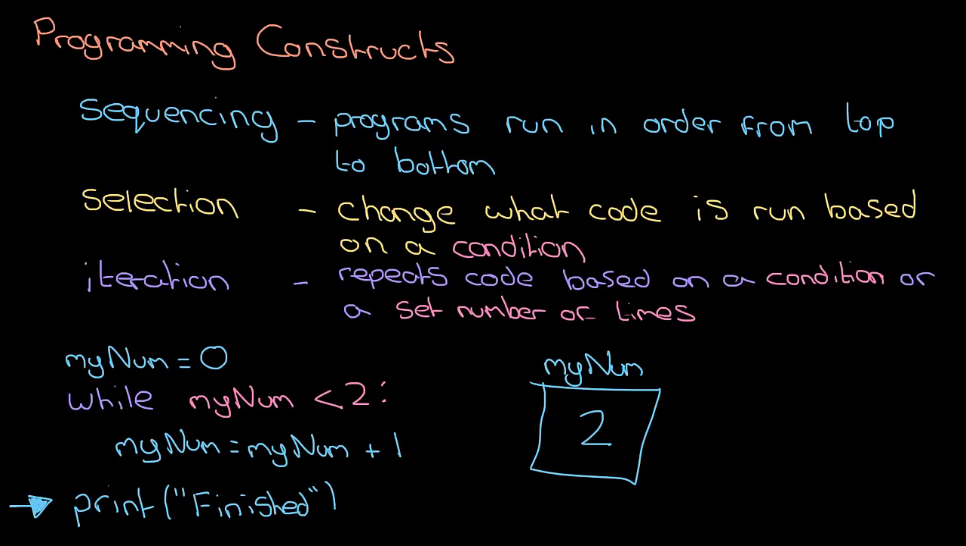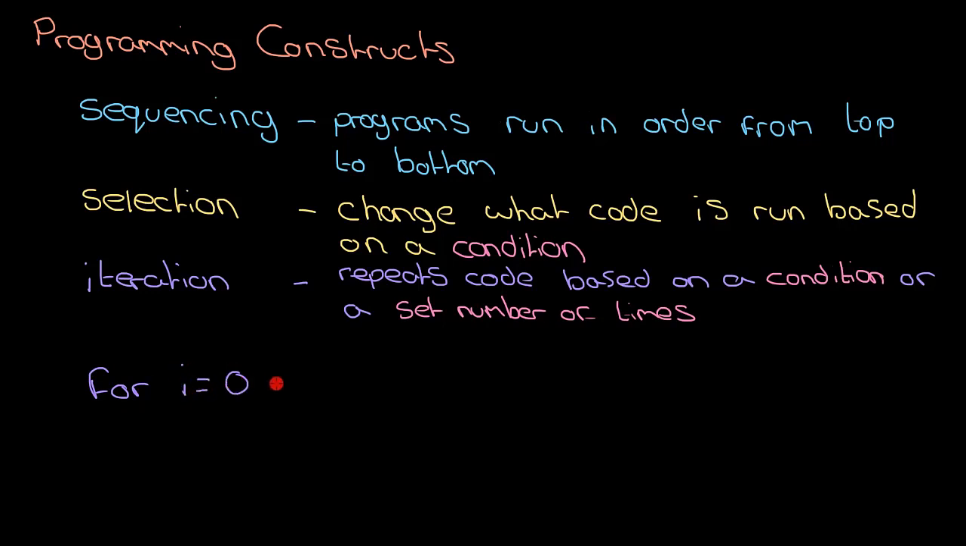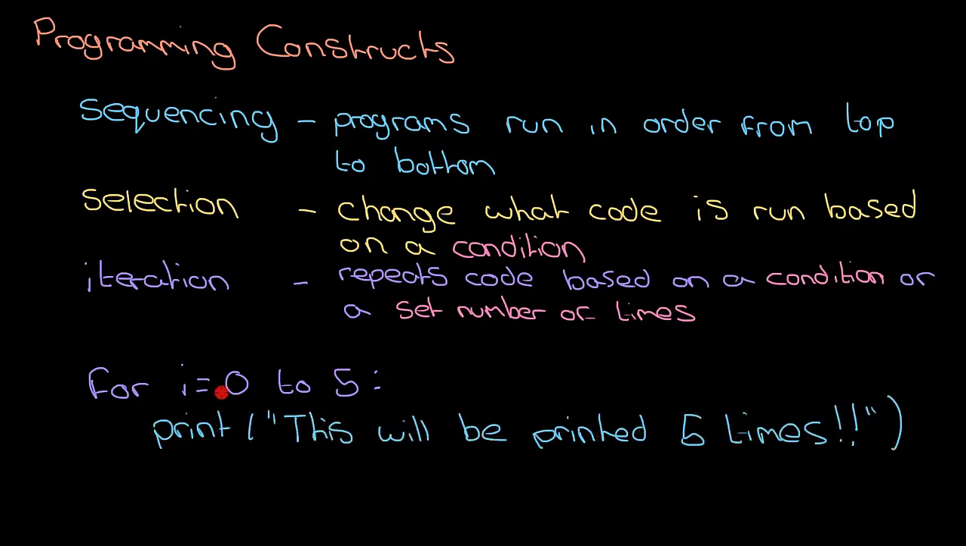There's another type of iteration. I won't go through the full example for it, but that's called count controlled iteration. So let me give you a quick example, and it will look something like this. Count controlled iteration. It will be for, because for is the word that we use for count controlled iteration. For I equals 0 to 5, and then we'll have a bit of sequencing after that. So print. This will be printed out 5 times. And if you ran that code, what would happen is anything within the for loop, so this line here, in this case, would get run 5 times.